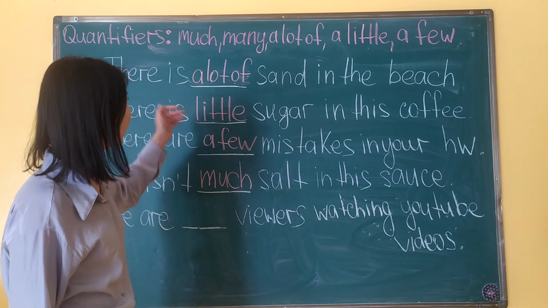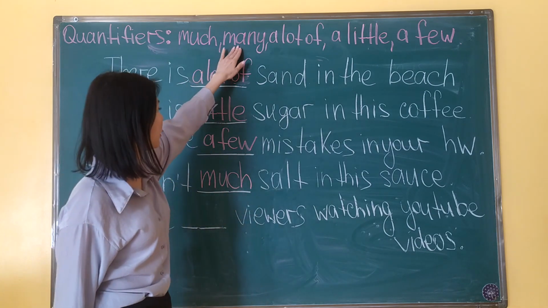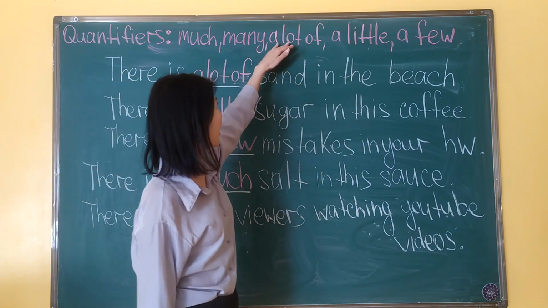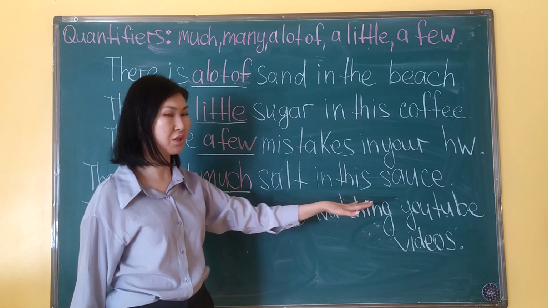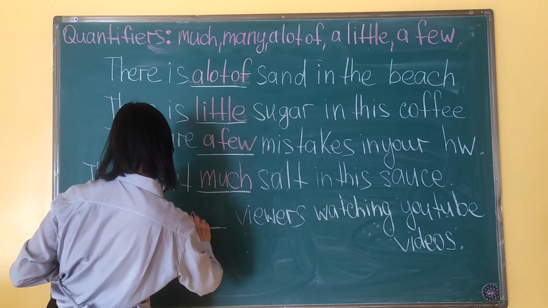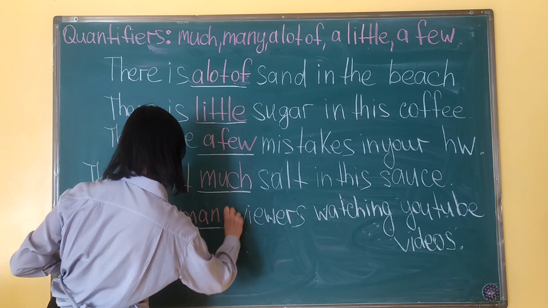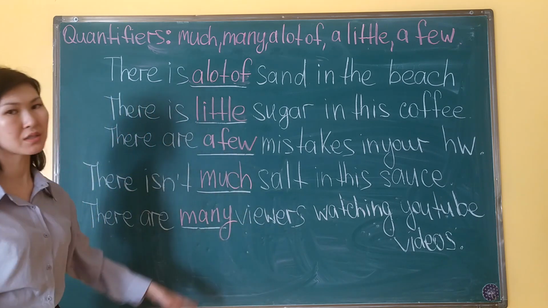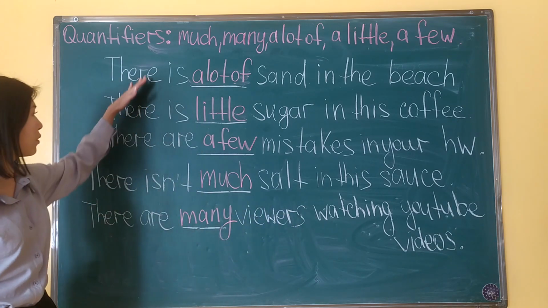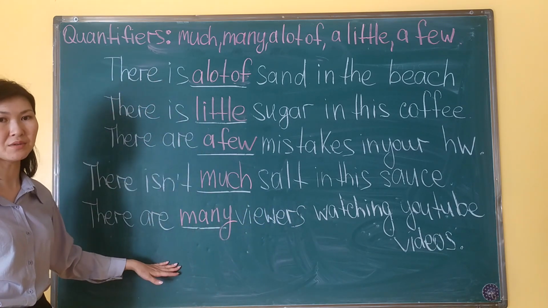So, we can say there are many viewers and a few or a lot of viewers watching YouTube videos. Let's say many. There are many viewers watching YouTube videos. Okay, I hope that everything is clear now.